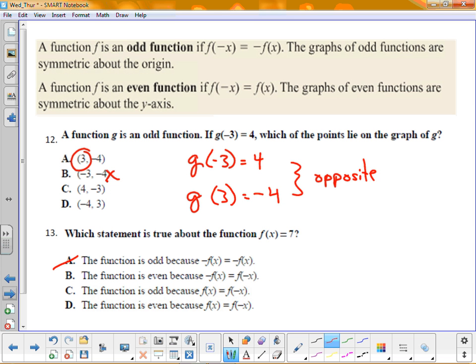Is the function even because negative f of x is equal to f of negative x? Well, that's opposite of each other, guys. That's what makes something odd. Not correct? Correct: the function is even because f of x is the same thing as f of negative x. That's the only one right there.